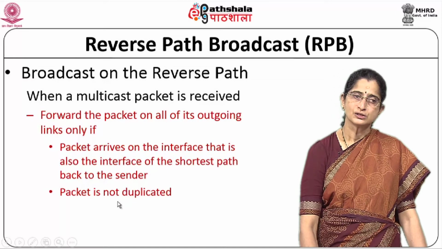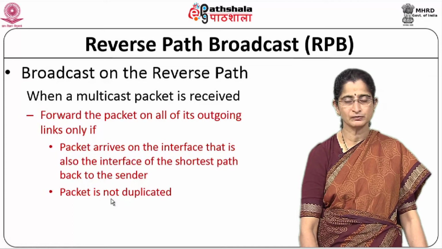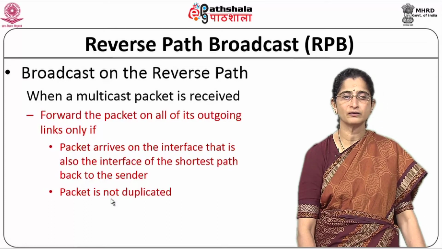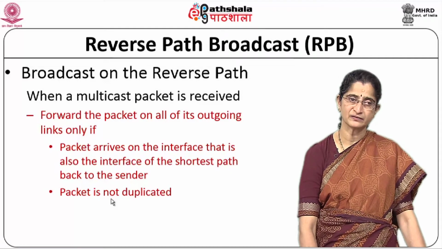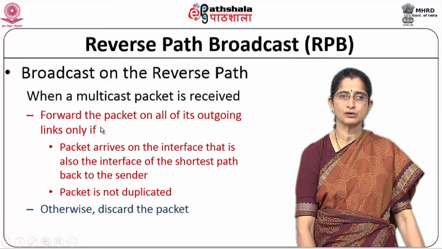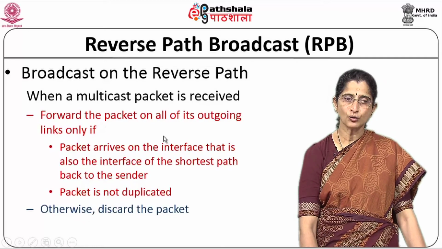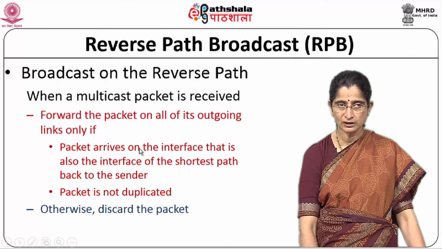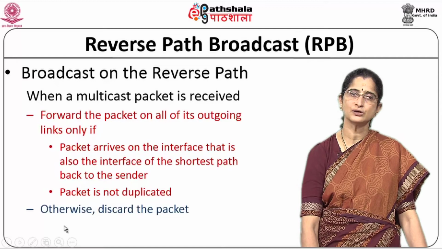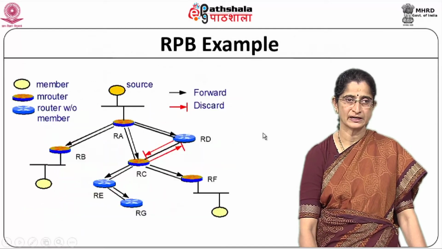Okay. So, you make sure therefore that the packet is not duplicated, that is, if you have already sent a packet from this particular router or from this particular interface to the other interfaces, you will not send it again. If it is not coming on this particular interface, then we will discard the packet. So, you forward only if it is received on a particular interface, and if it is not received on that interface, then you discard the packet. Okay. So, this you can see is our reverse path broadcast mechanism.